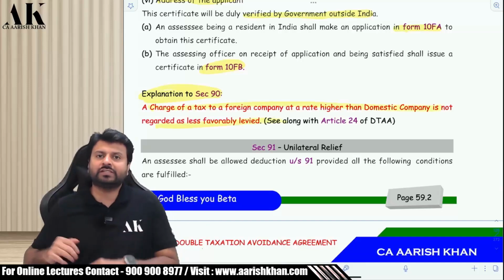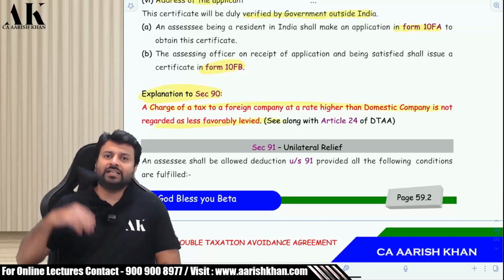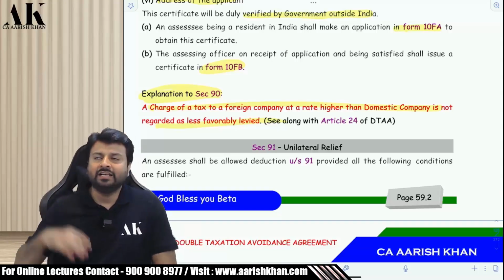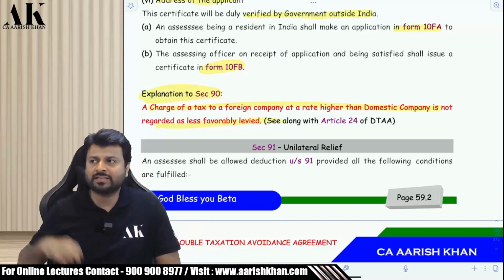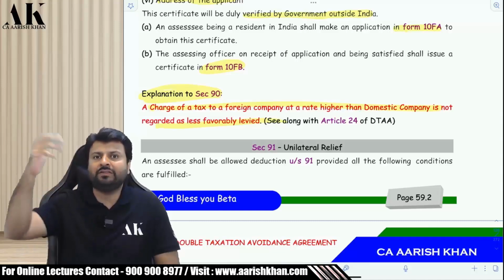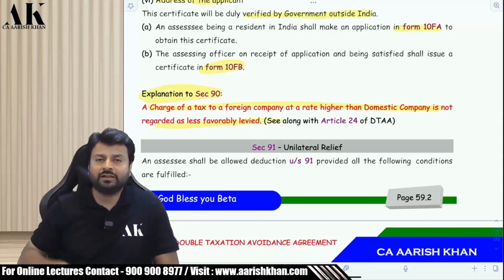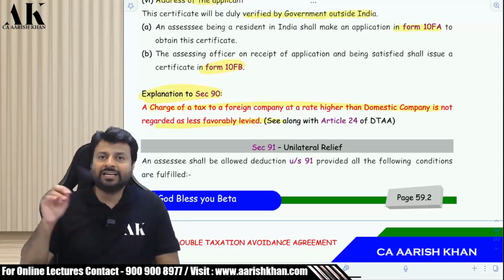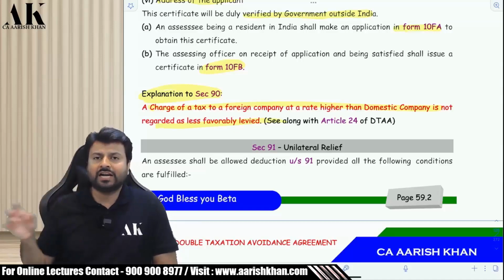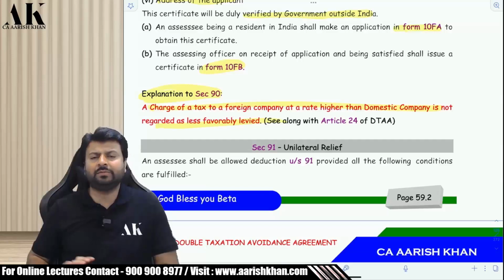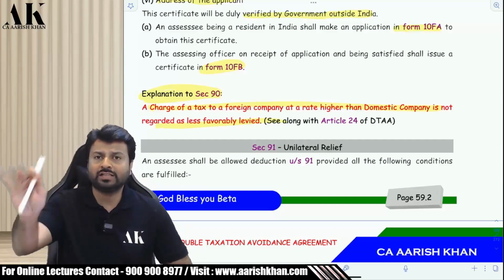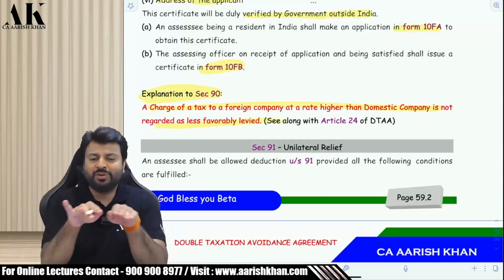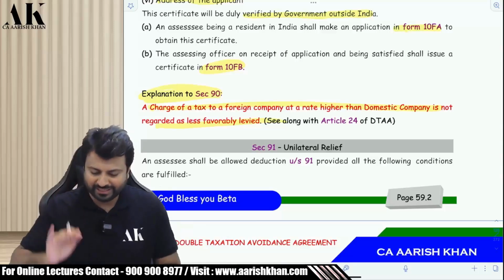So there will be a question which can come in the exam, where the assessee is making an argument in front of the department: you are charging the foreign company at 40% and you are charging the domestic company at 25 and 30%, this is discrimination. Charging foreign company at 40% and domestic company at 25 and 30% tax rate is not considered as discrimination in the eyes of the law. It is not considered to be less favorable. It is considered to be equally favorable. Don't worry about it. Check it please.